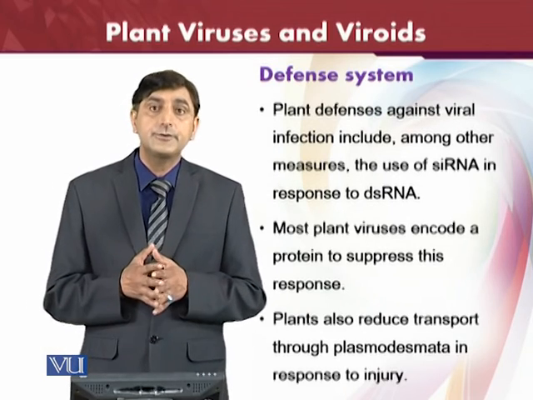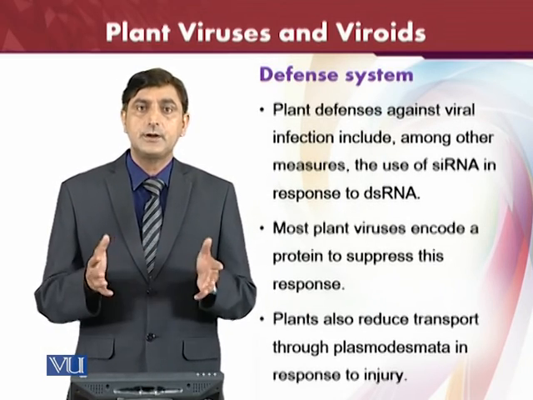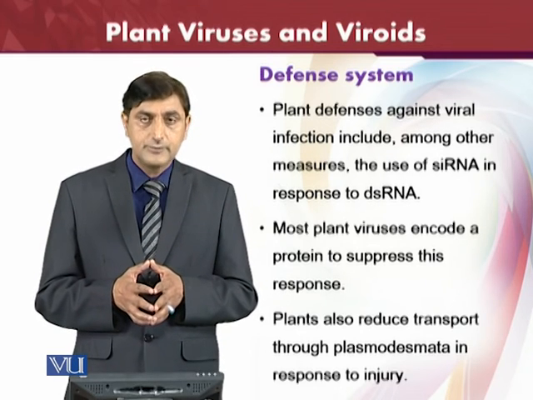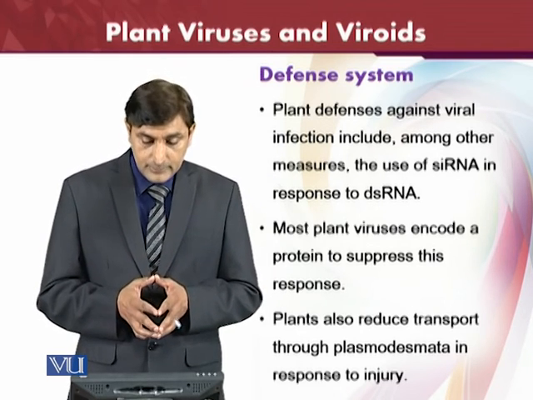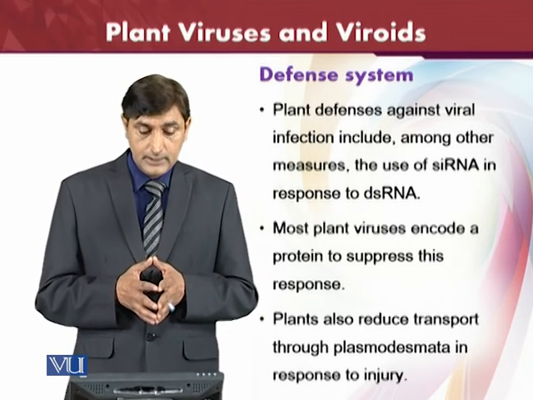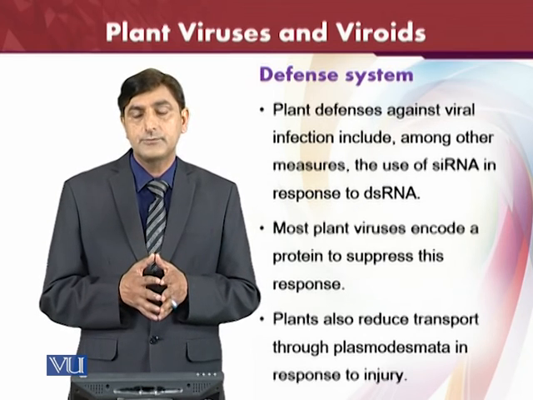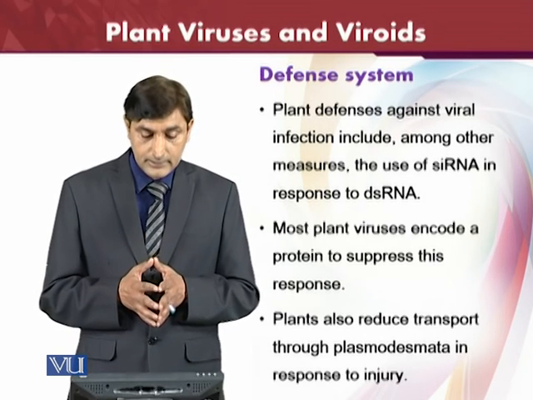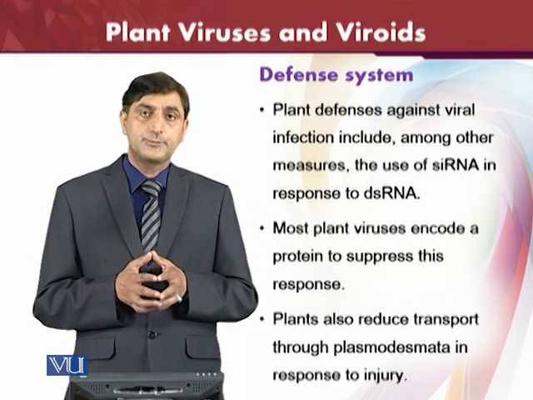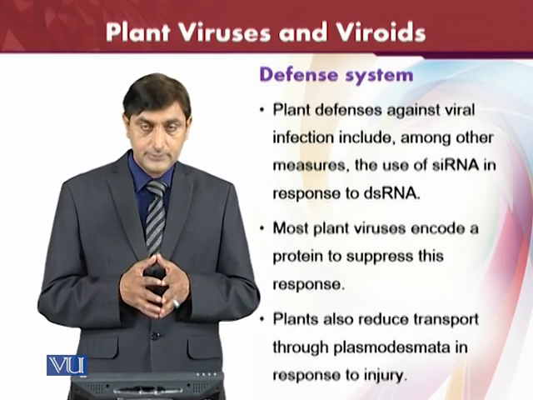Now, the plant's defense system: can plants defend themselves, or will the virus use the host machinery? The plant defense system against viral infection makes major use of siRNAs, which are very important, in response to double stranded RNAs. Most plant viruses encode a protein to suppress this response. And the plants also reduce transport through the plasmodesmata.